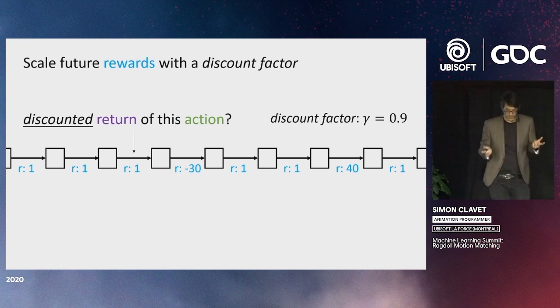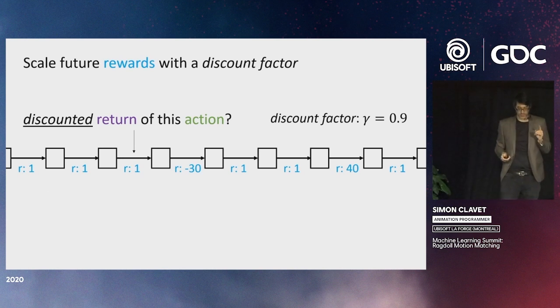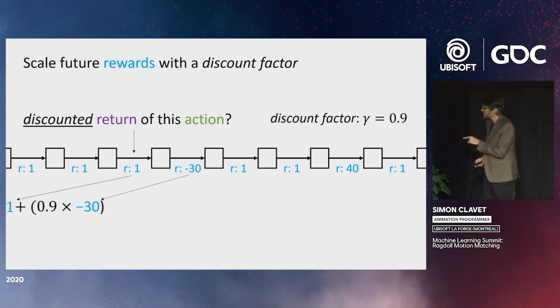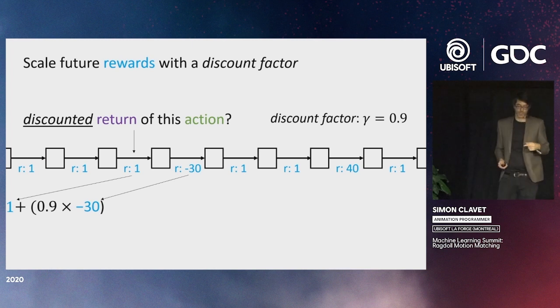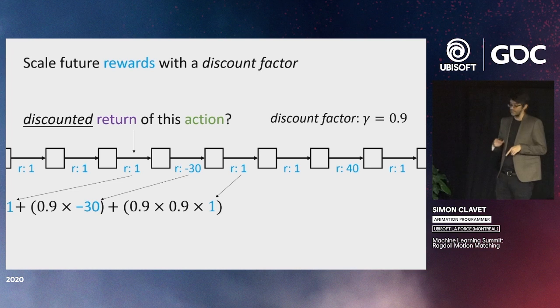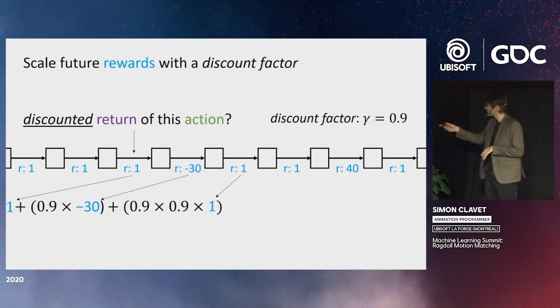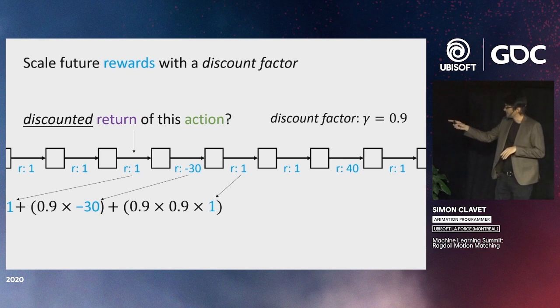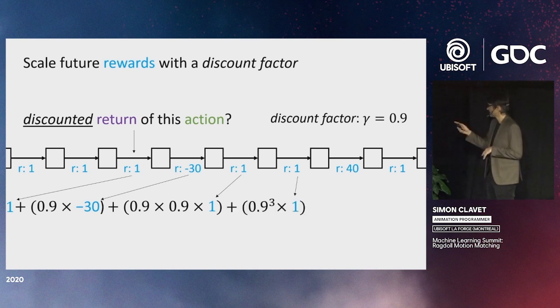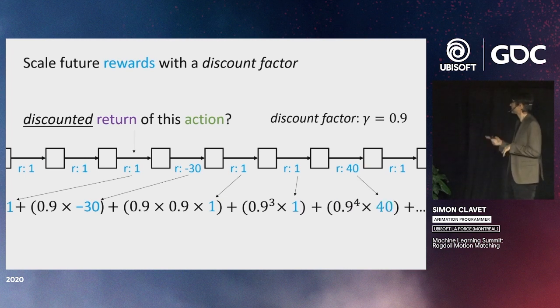So how would you compute this? The idea is to compute it like this. The first reward doesn't get discounted. The second one in the future, this minus 30, we're going to multiply it with 0.9. And the next one, multiply it by 0.9 times 0.9. See, if you go further and further in the future, you're going to multiply it by a smaller and smaller number. See, to the 3 here, and continue to the 4.